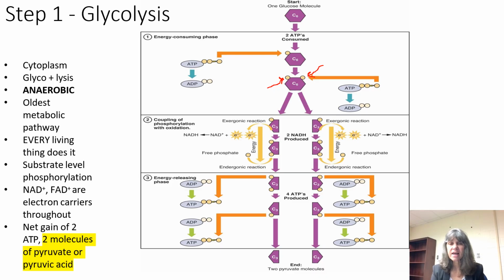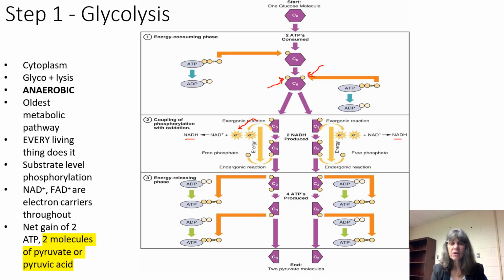Now, after that has been phosphorylated, this molecule will split into 2 3-carbon molecules, and electrons from each one will be transferred to NAD+, reducing it to NADH, and that happens with each one of these 3-carbon molecules.